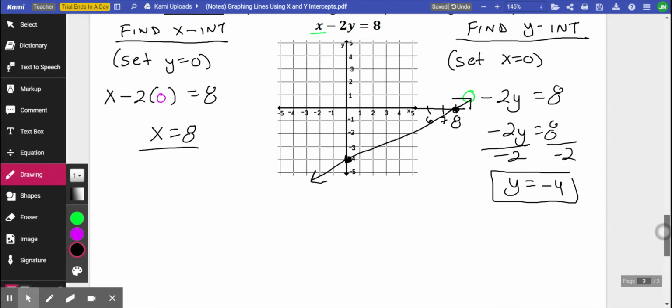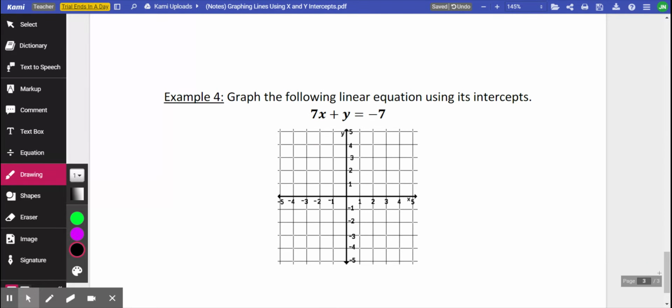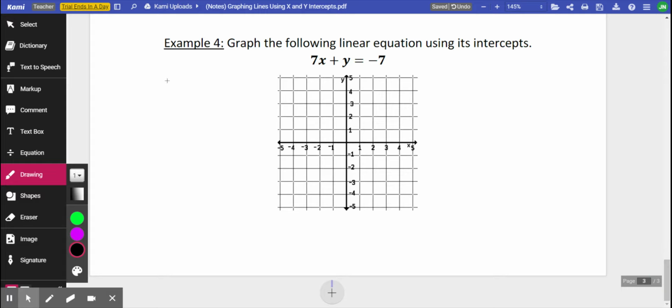Okay. So the last example, same idea. We're going to be doing the exact same process. So on the left-hand side, I'm going to switch it up on you. So we're going to find the y-intercept, and here we're going to find the x-intercept.